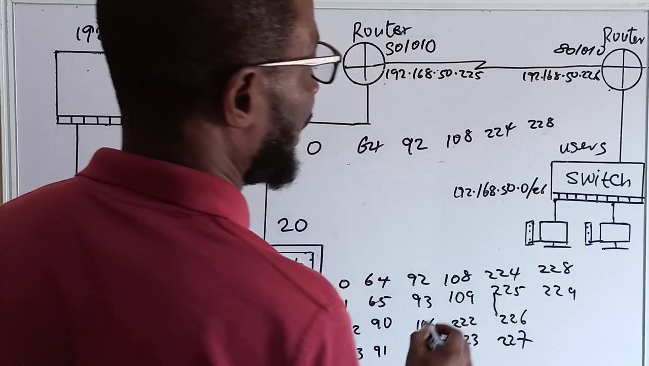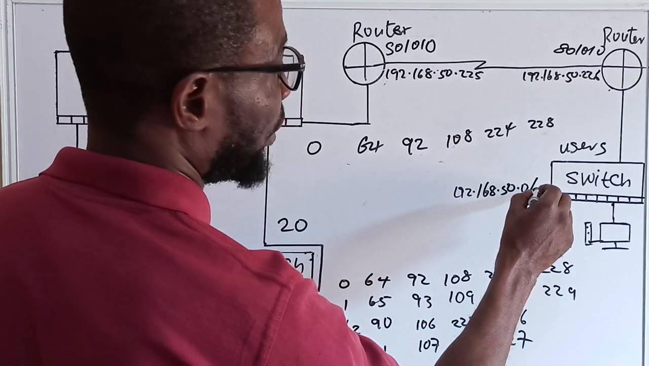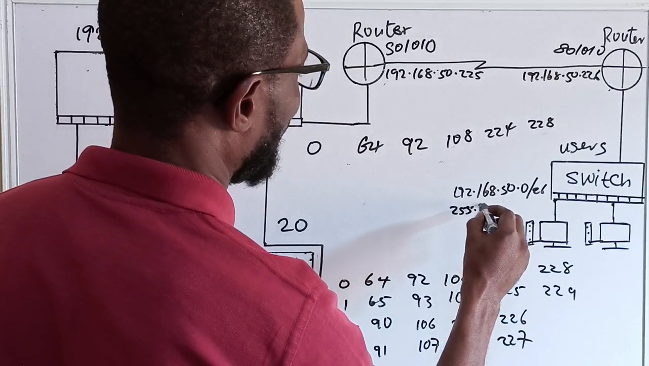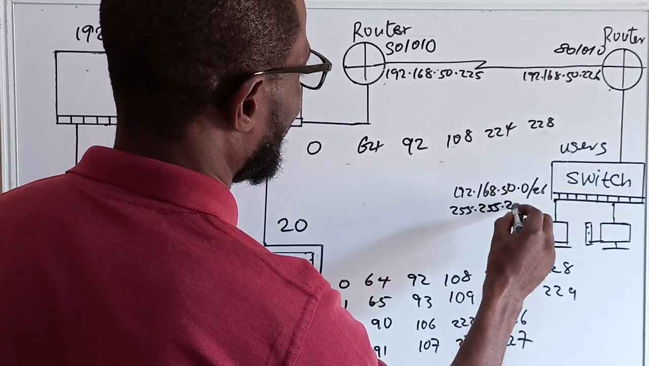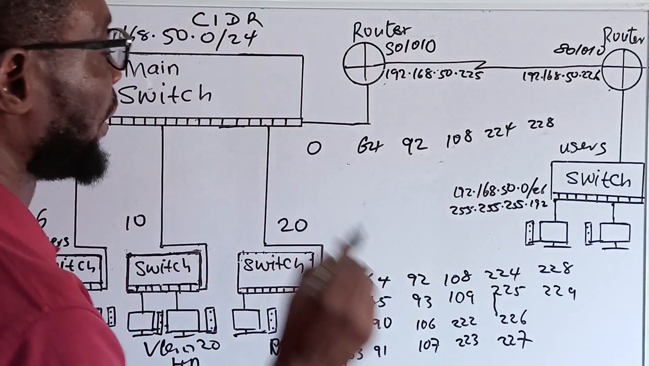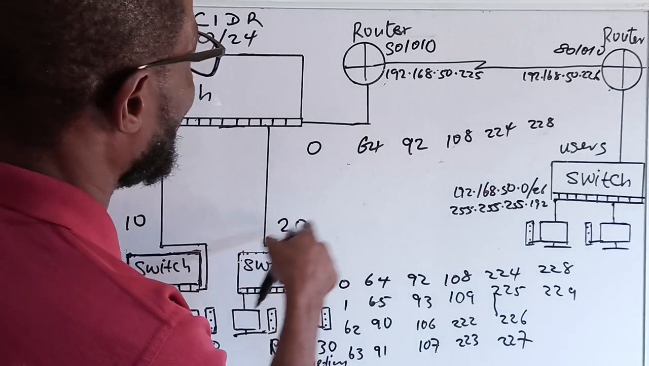Now you come here. These 50 users use this network: 192.168.50.0/26. Look at this prefix notation here. This is the subnet mask.